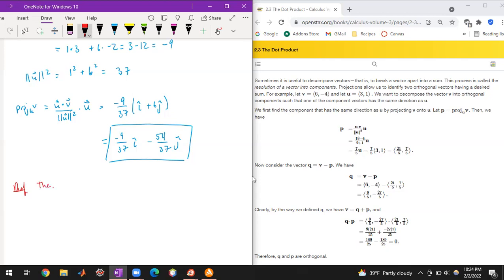The process of breaking a vector apart into a sum is called the resolution of a vector into components.